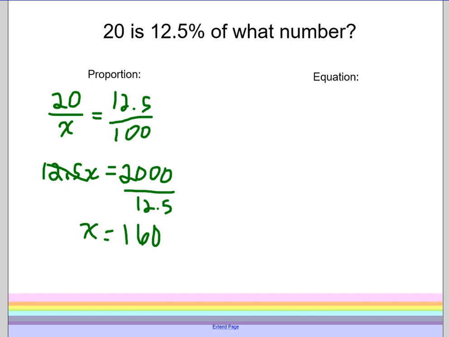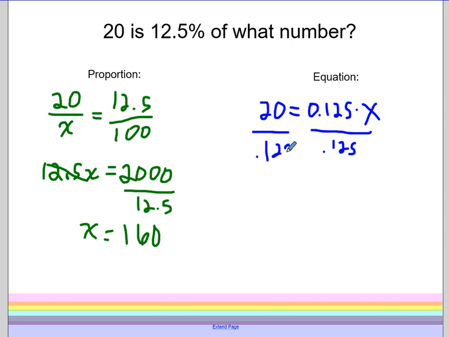All right, if I were to do it the equation way, so same problem, just doing it in a different format. So I'm going to say 20 equals 12.5%, so I'm going to convert that to a decimal, so 0.125, of, so multiply some number. Same thing, divide by 0.125, and 20 divided by 0.125 is again 160. So you're going to get the same answer.